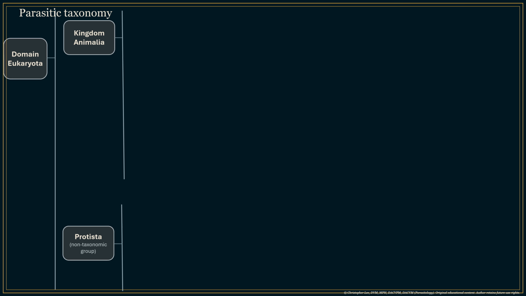The first major split is between animal parasites and protist parasites. Both sit within the larger eukaryotic world, but they occupy very different parts of that world. Animal parasites include groups like arthropods, nematodes, flatworms, and thorny-headed worms. Protist parasites are microscopic eukaryotes that are not animals, plants, or fungi. This split is one reason parasitology feels broad. We are not following one tiny family tree. We are building a practical veterinary map.